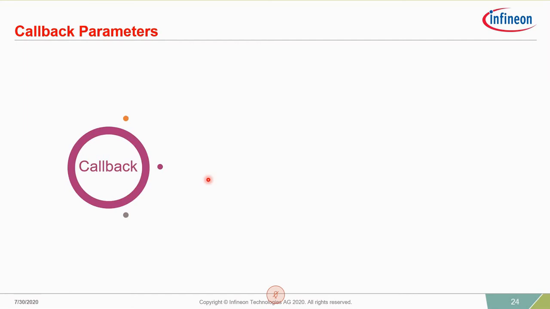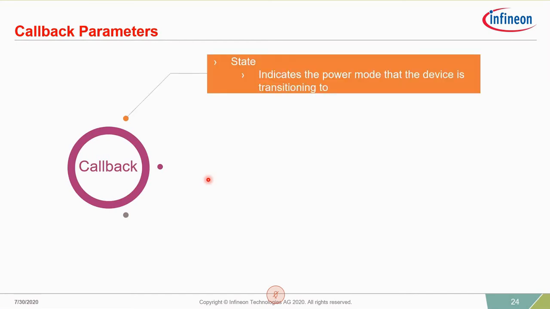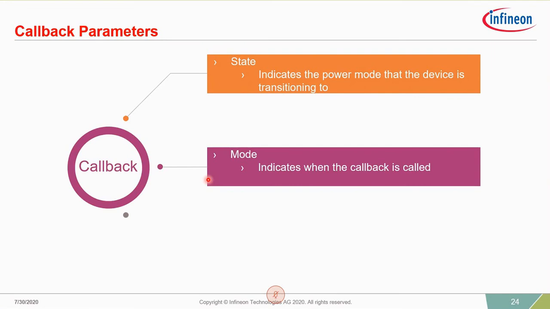Now, like I said, callbacks are nothing but simple functions, and they have three parameters that we need to know about before using the callbacks. The first is the state. The state indicates the power mode that the device is transitioning to. It can be any of the power modes like system deep sleep, or it can be a combination of different power modes. The next is the mode. It indicates when the callback is called. It is the stage at which the device is during the transition process. The different stages can be check stage, check ready stage, the before transition, or the after transition stage.